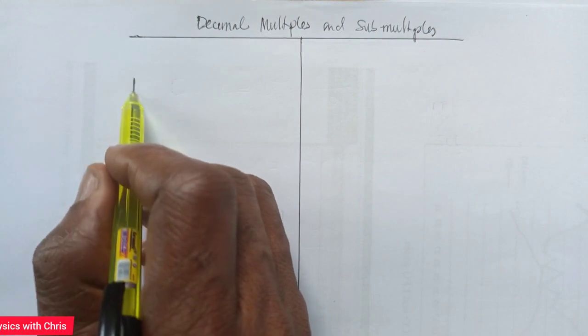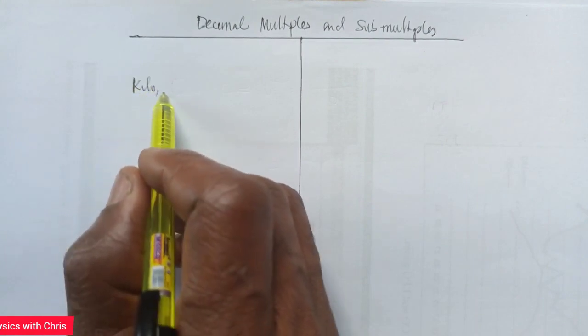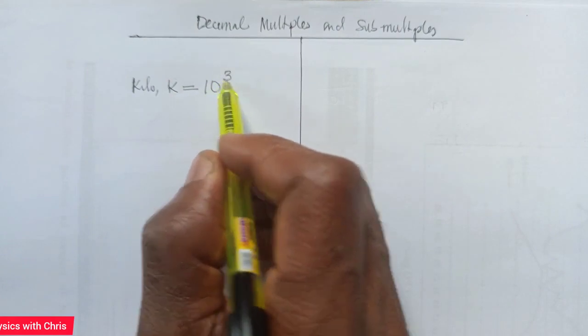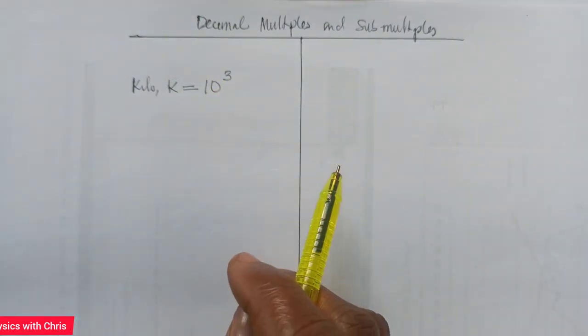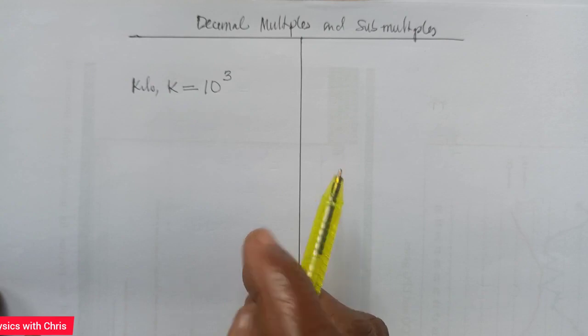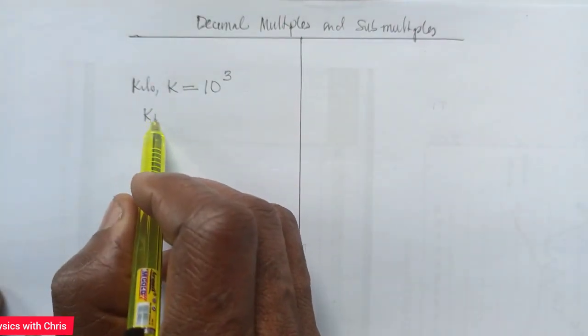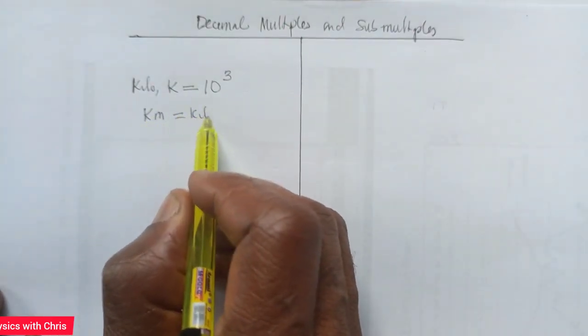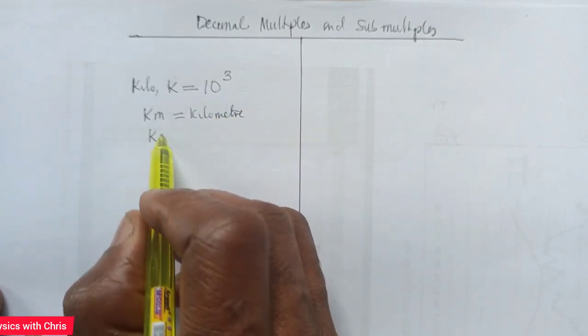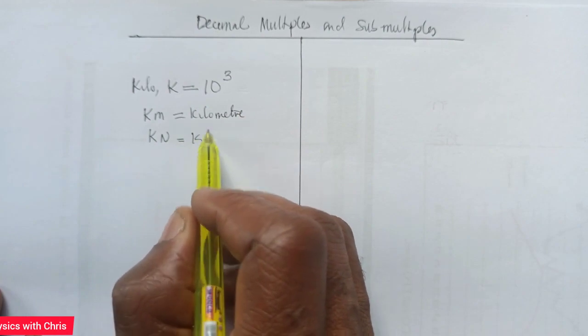Let's say we have the kilo, for instance. The kilo, K, is a multiple of 10 to the power 3, or simply 1000. So when kilo is placed before a word like meter, it multiplies the meter by 1000. We can have kilometer. If it is placed before newton, it becomes kilonewton.